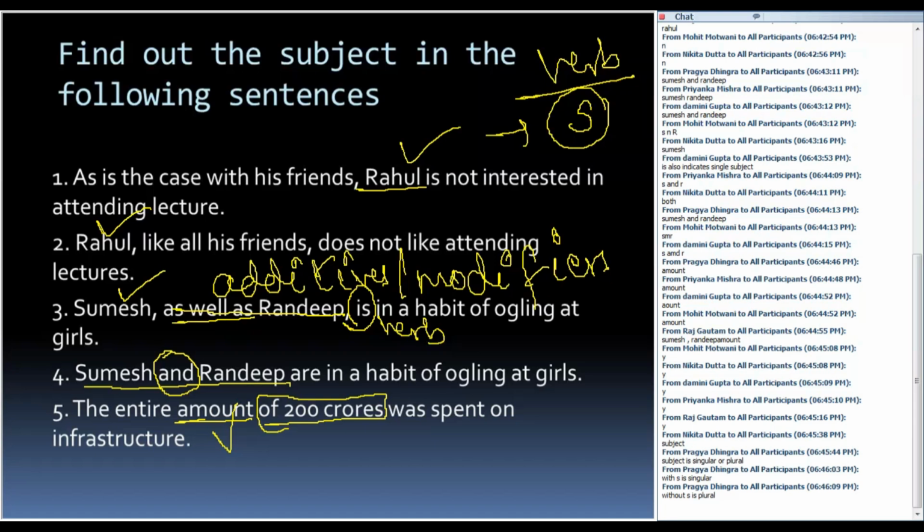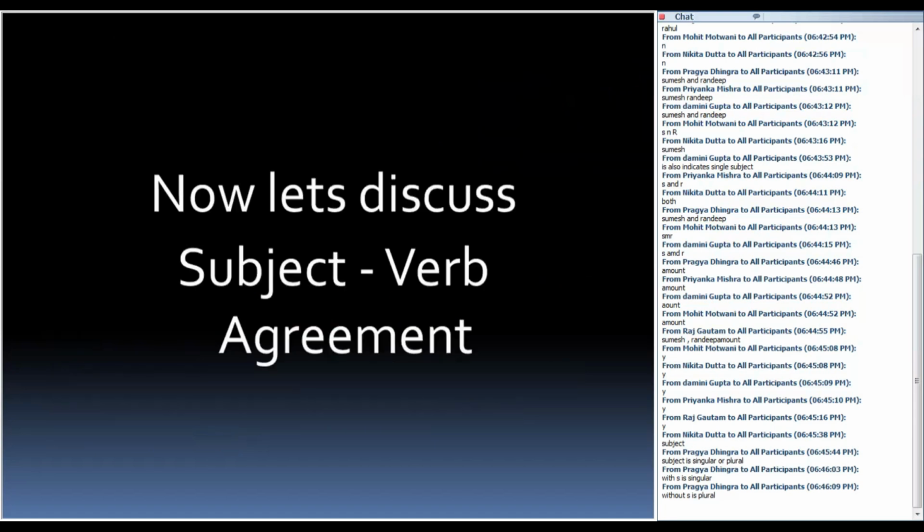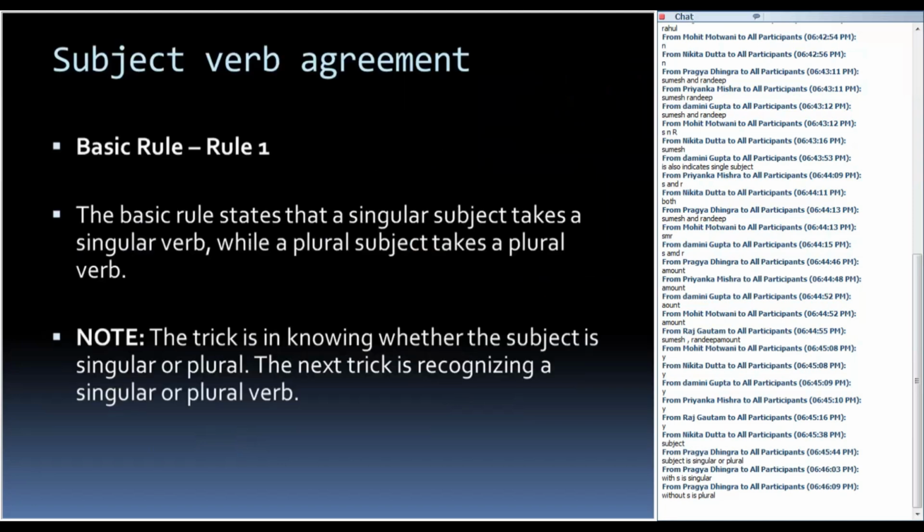Okay. So I'll just show you this. Like I said, the basic rule states that if you have a singular subject, you should use a singular verb. If you have a plural subject, you should use a plural verb in the sentence. The trick is in knowing whether the subject is singular or plural. How will we know whether the subject is singular or plural?